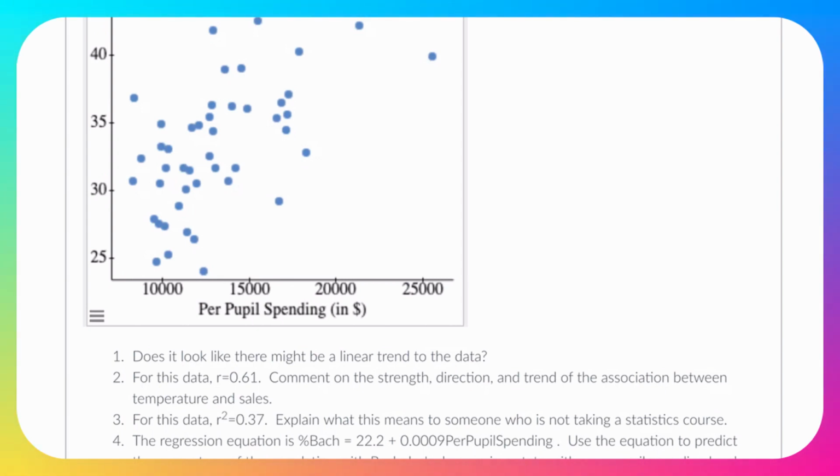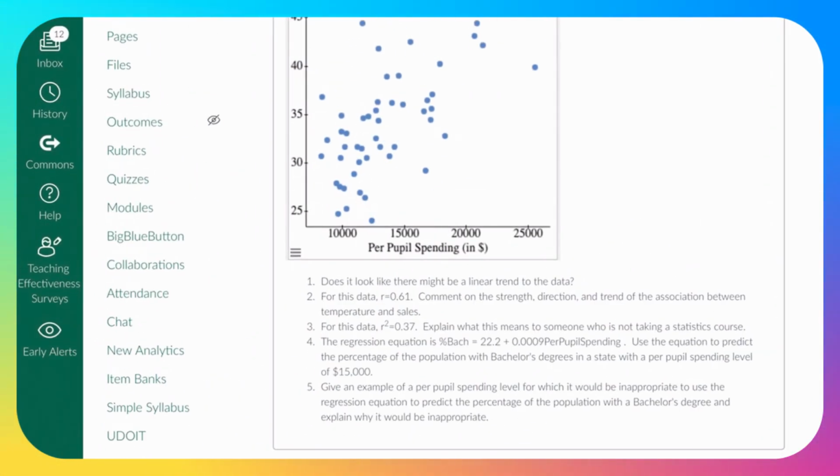And finally, in number 5, it says, give an example of per pupil spending level for which it would be inappropriate to use the regression equation to predict the percentage with a bachelor's degree. Remember, it's inappropriate to extrapolate. So pick a value for per pupil spending that would be obvious extrapolation, obviously a value that's not in the scope of your data. Okay, so hopefully you're going to find that a quick and easy lecture assignment that will reinforce some of the important examples that we learned in class together.